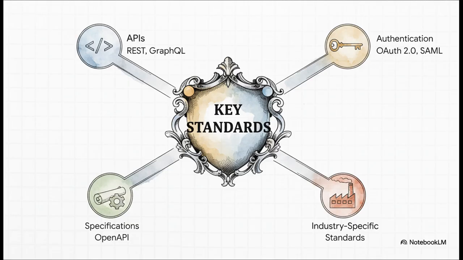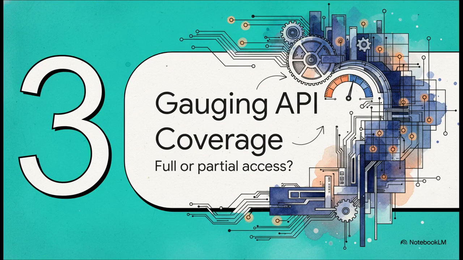And for documentation, a spec like OpenAPI makes it way easier for your developers to get up and running. These aren't just technical acronyms. They're your ticket to portability. All right, next step in our investigation, gauging API coverage.